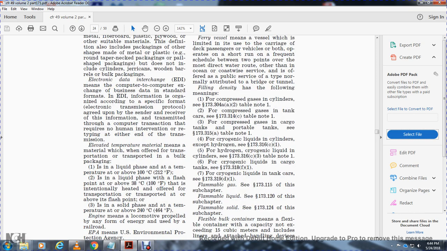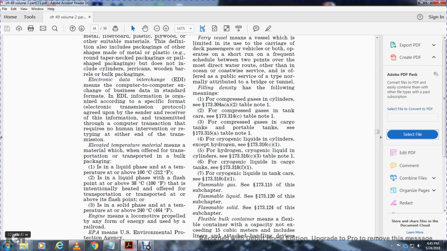Elevated temperature material means a material which is offered for transportation or transported in a bulk packaging in the liquid phase at a temperature at or above 100 degrees Celsius or 212 degrees Fahrenheit; in the liquid phase with a flash point at or above 38 degrees Celsius or 100 degrees Fahrenheit that is intentionally heated and offered for transportation or transported at or above its flash point; or in the solid phase at a temperature at or above 240 degrees Celsius or 464 degrees Fahrenheit.